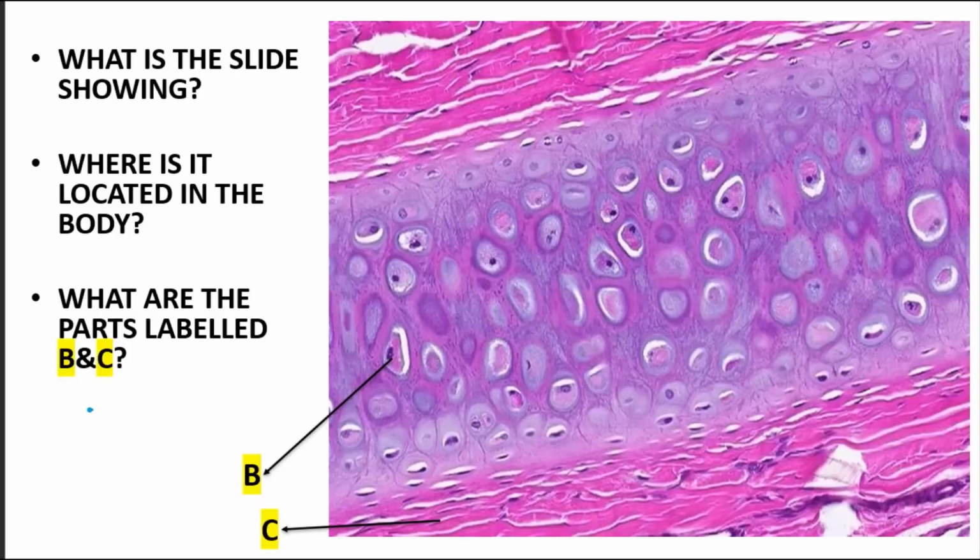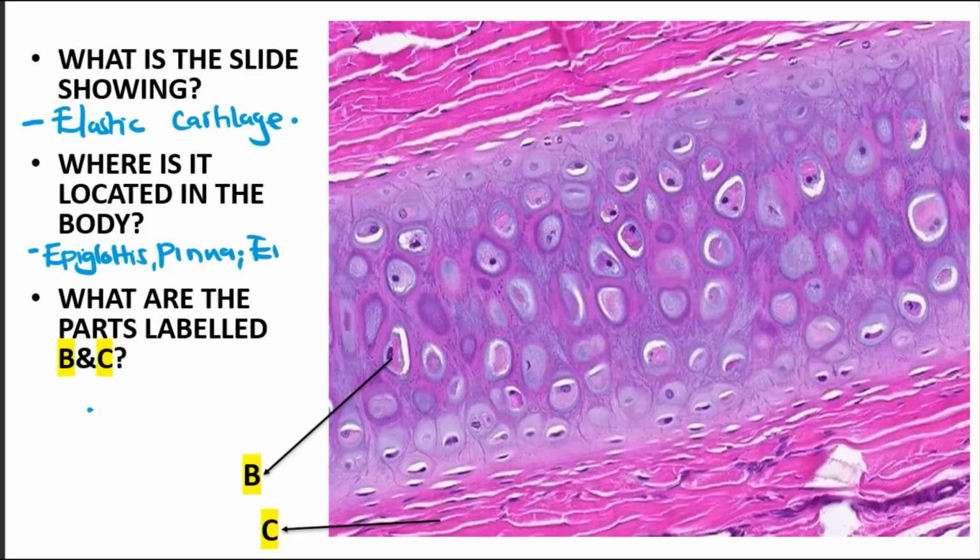What is this slide showing? This slide is showing elastic cartilage. Where is it located in the body? You can find it in the epiglottis. You can find it in the pinna of the ear. And then you can find it in the eustachian tube.